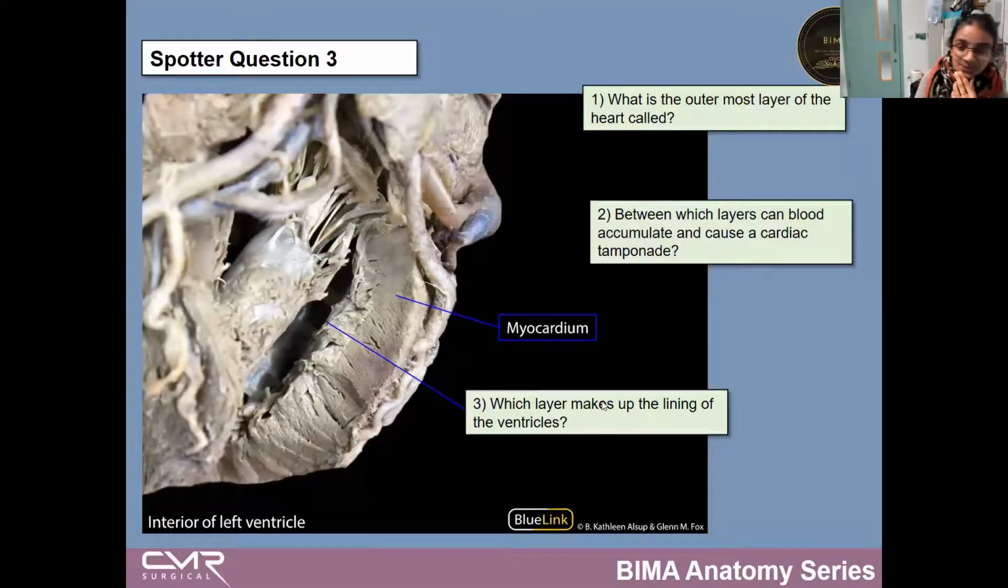What time is it? Question number 3. What is the outermost layer of the heart called? We covered this at the start. Pericardium, exactly. You've got your pericardium. And between which layers can blood accumulate to cause a cardiac tamponade?